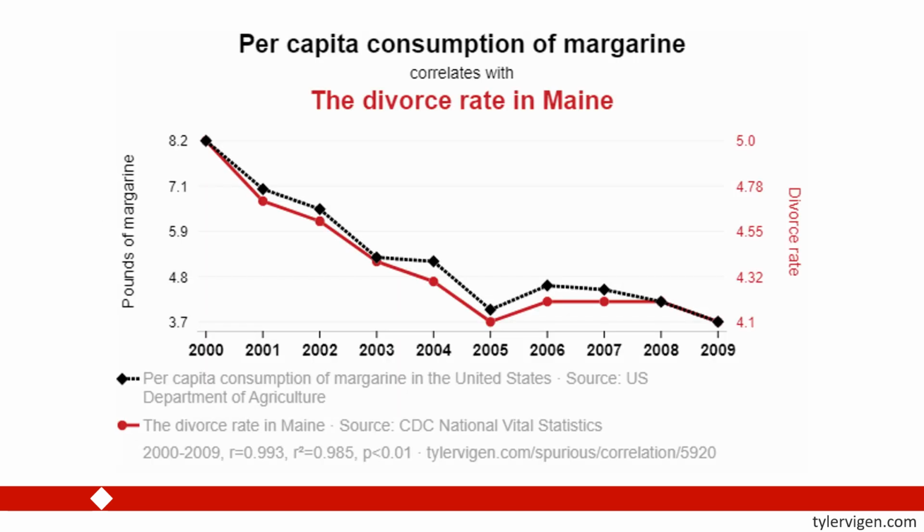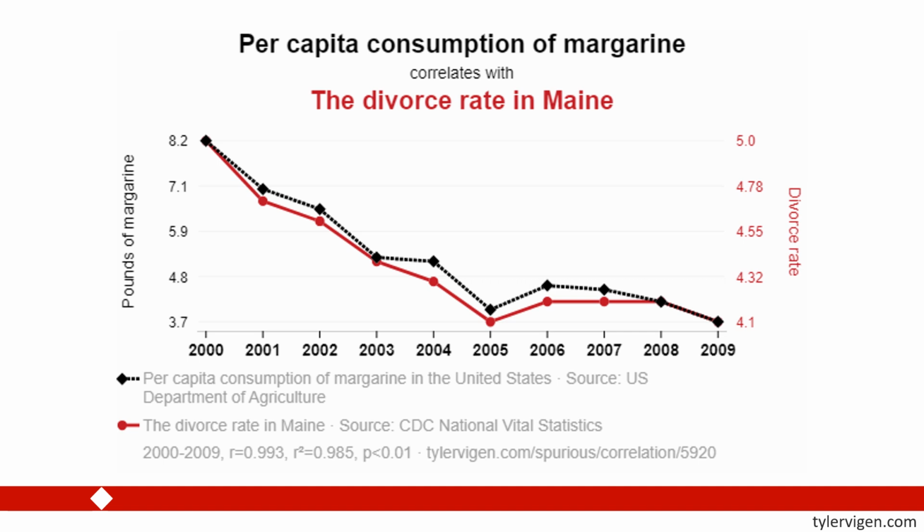This is actually an example that was shared by someone in our class. This is a graph showing us the association between the average consumption of margarine by individuals in the United States per person between the year 2000 and the year 2009, and the divorce rate in the state of Maine during the same period of time.